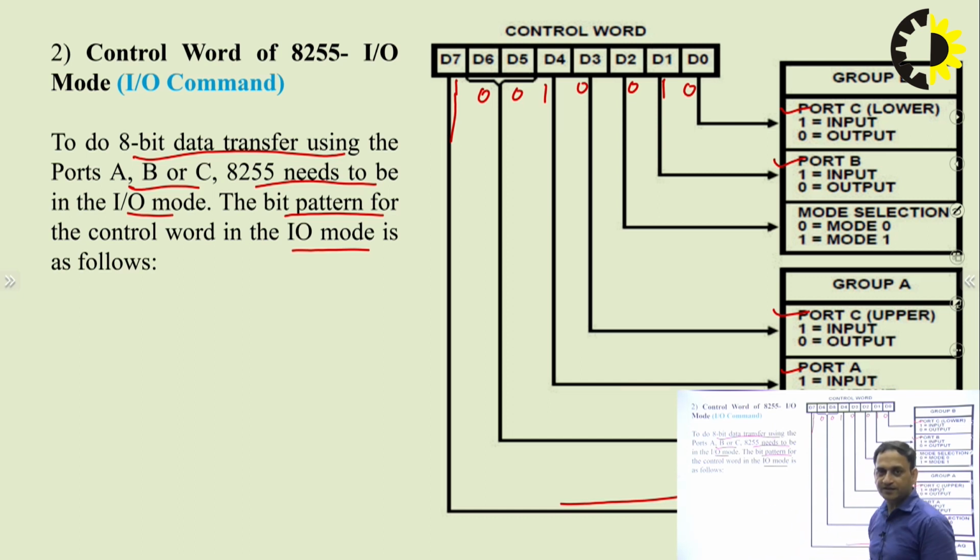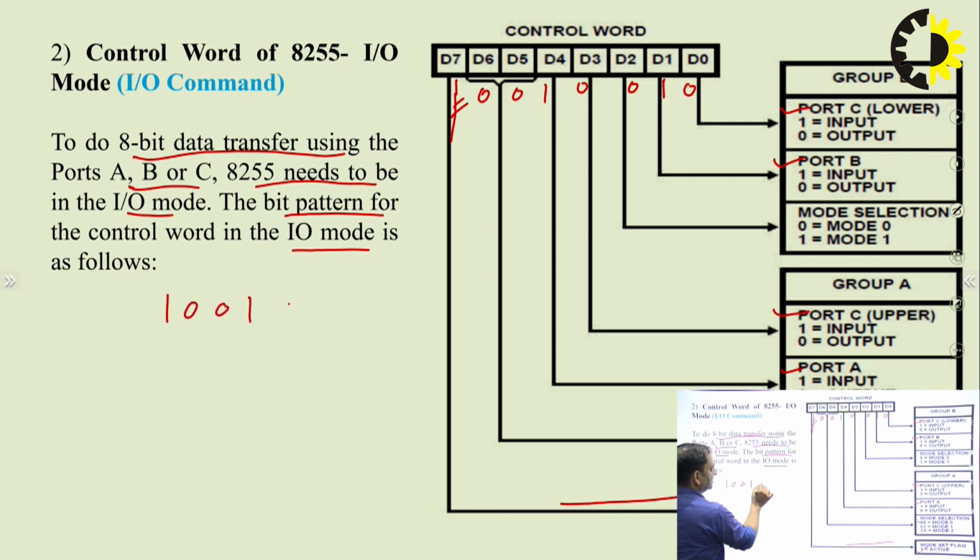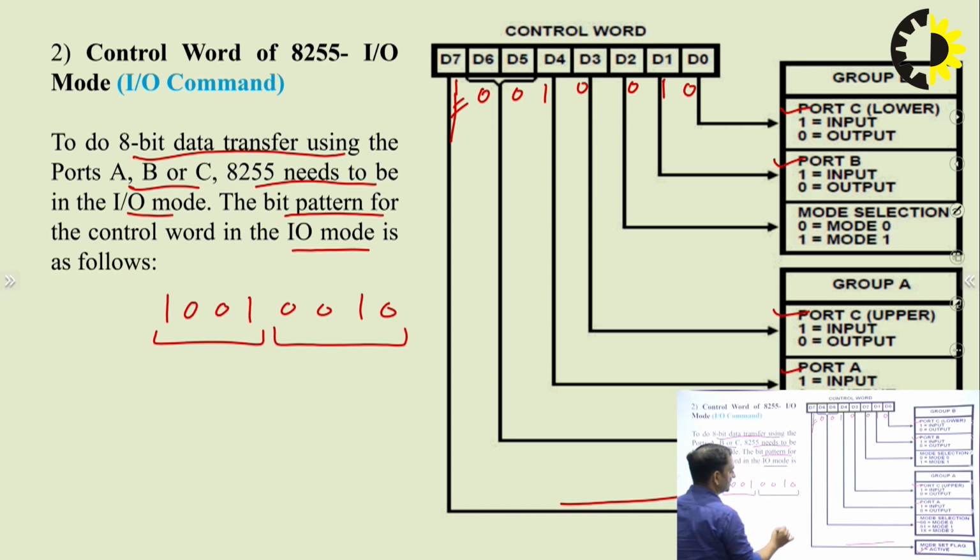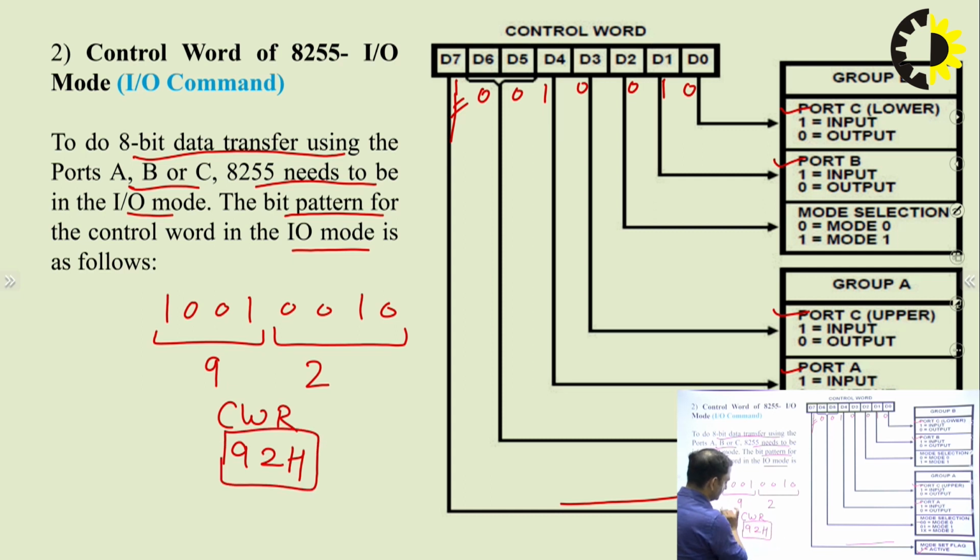Okay, so how can we define all these modes? It depends on this bit D7. So in this case, what are we getting? We are getting 1 0 0 1 0 0 1 0. If we combine this, what will we have in the control word? This one is nothing but 9 and this number is 2. Okay, so it means in the control word register we will have 92H. So this number 92H will be in the control word register.